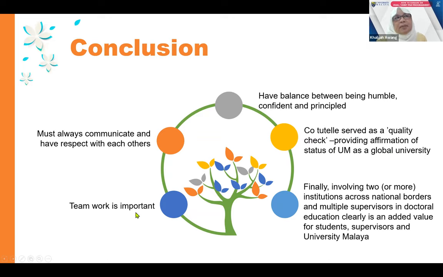The student's problem is the problem of both supervisors from both sides. Not just Malaysian, not just French. Together. Finally, involving two or more institutions across national borders and multiple supervisors in doctoral education clearly is an added value for students, supervisors, and our beloved University Malaya.